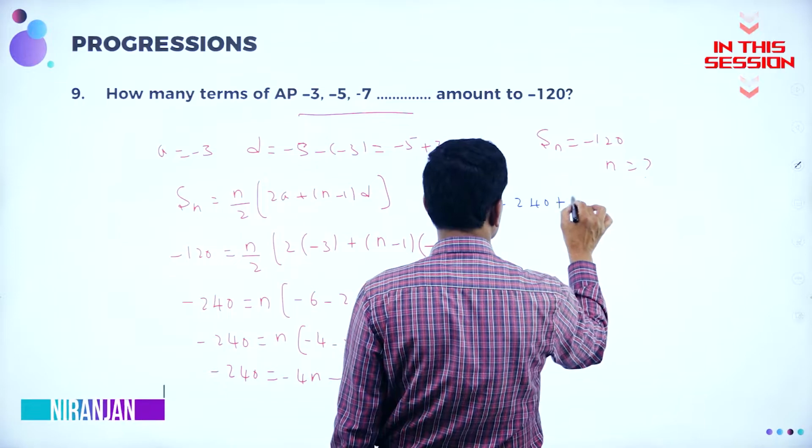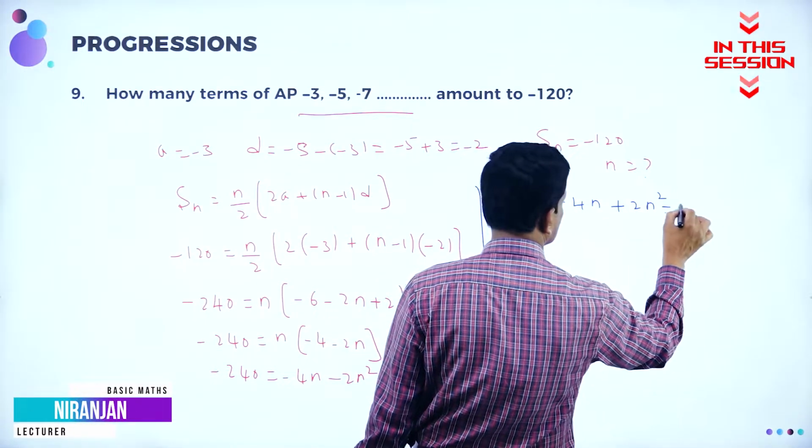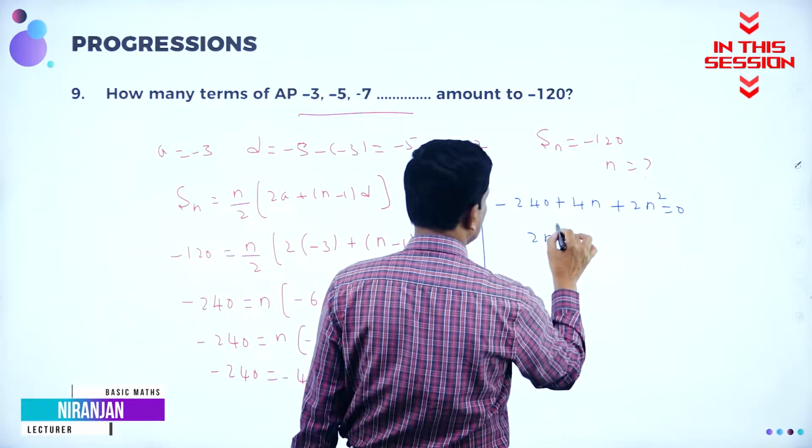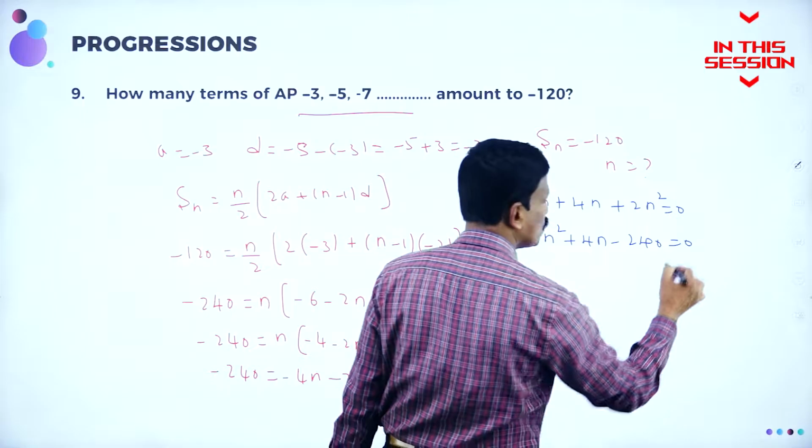Minus 4n becomes plus 4n and minus 2n square becomes plus 2n square is equal to 0. Put it in order: 2n square plus 4n minus 240 is equal to 0.